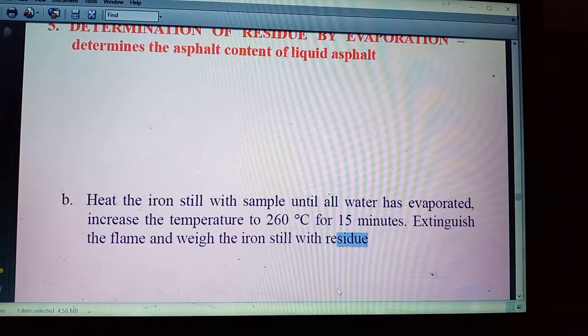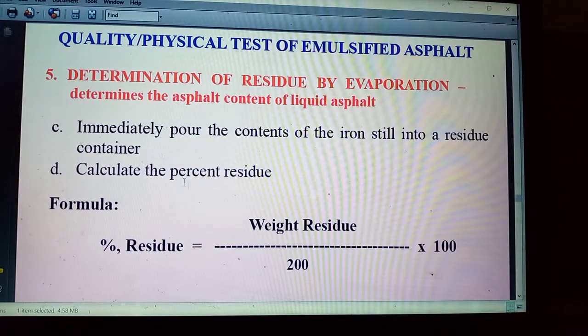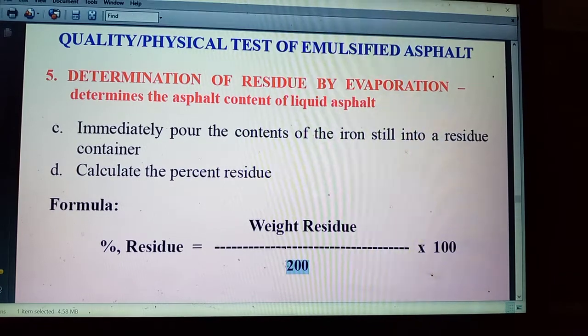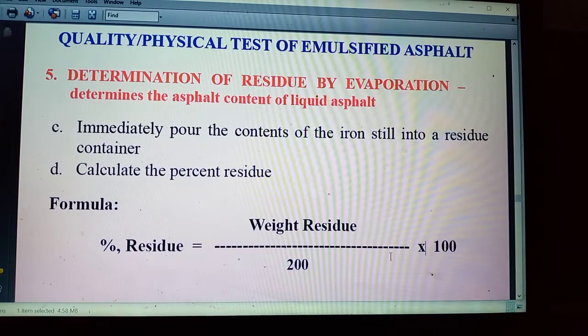Okay? So, pagkatapos mong initin, patayin mo na daw yung apoy and then, i-weigh mo yung iron steel na may kasamang residue. Okay? Immediately pour the contents of the iron steel into the residue container. Kasi emulsified asphalt to, yung matitira na lang is yung mga solid parts niya. Okay? So, yung percent residue mo is equal to weight residue over 200. Kasi 200 ml yung ginamit nating sample. Okay? Multiply mo by 100.